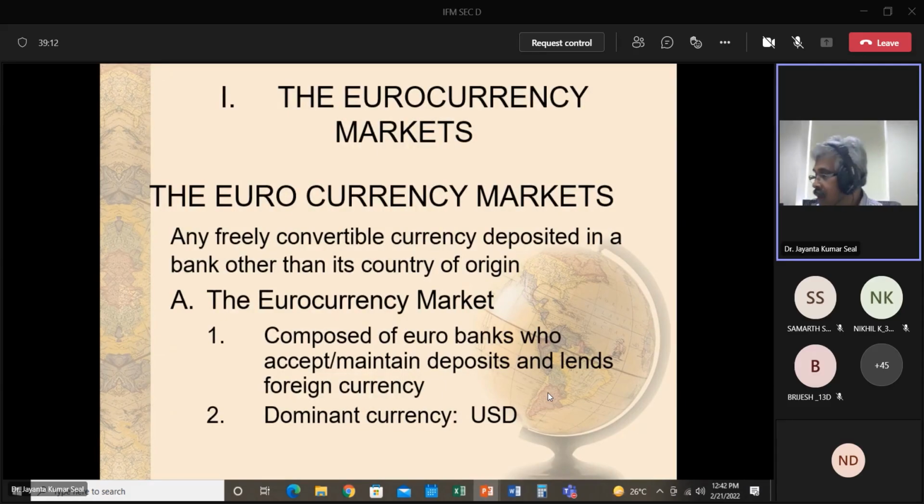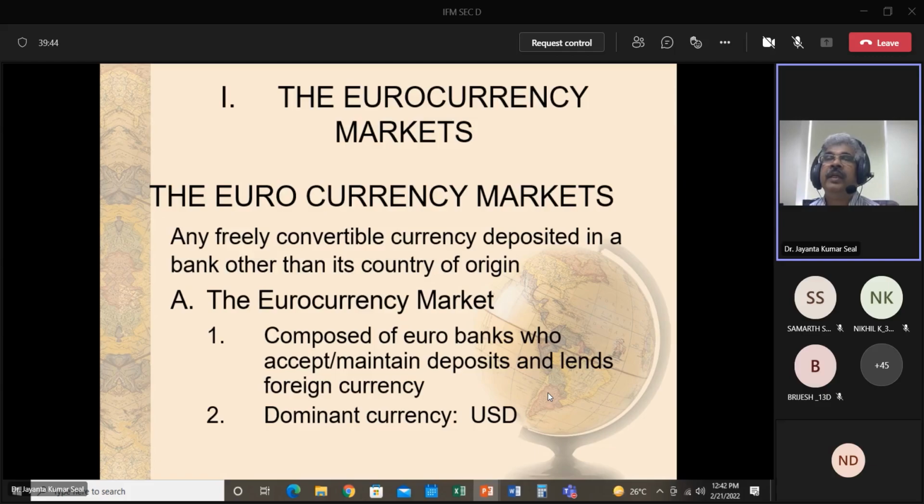So first, let us talk about the euro currency market. What is a euro currency market? Let me tell you. The dominant currency is the US dollar. So when the dollar is traded or raised outside the US, it is called the euro dollar market. I repeat, when the dollar is traded outside the US, it is called the euro dollar market. So an Indian company borrowing in dollars outside the US, it's called the euro dollar market.